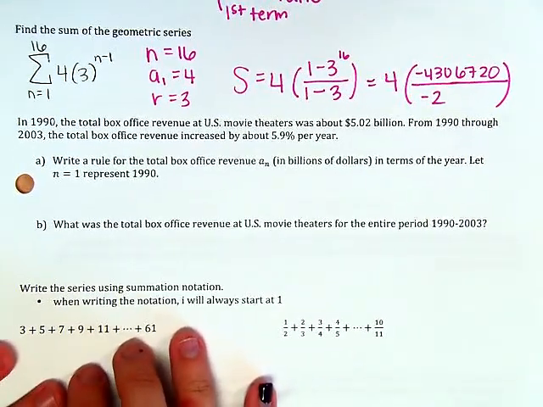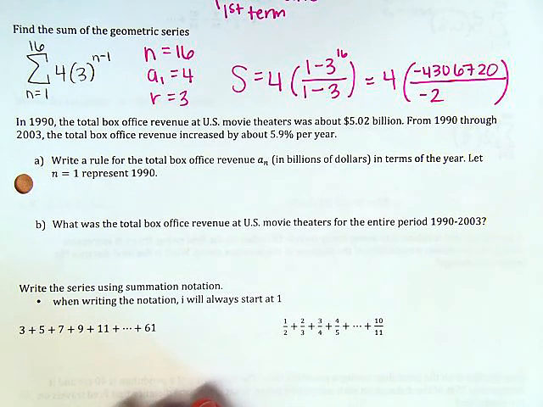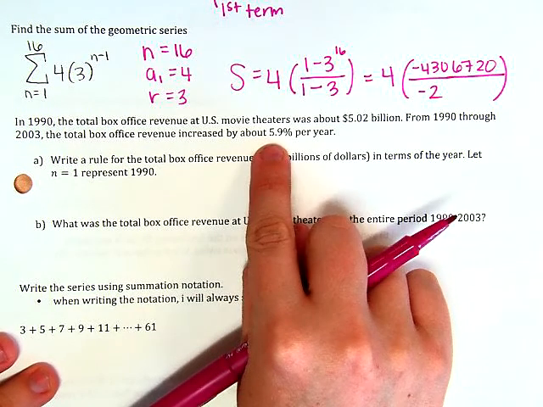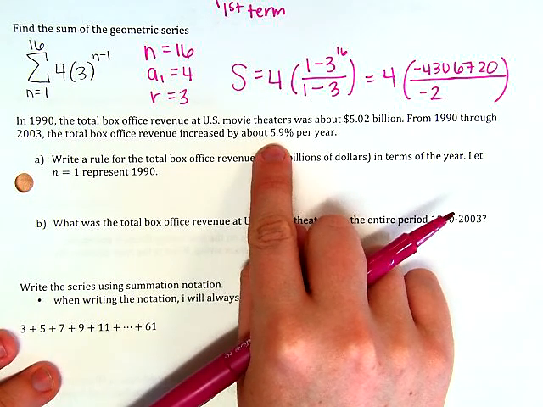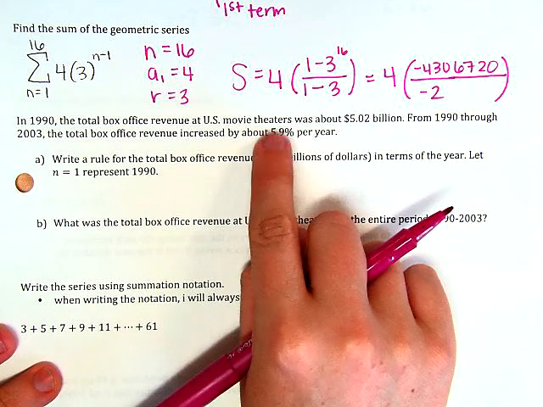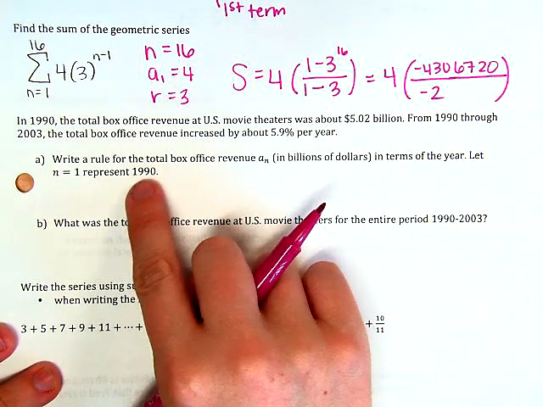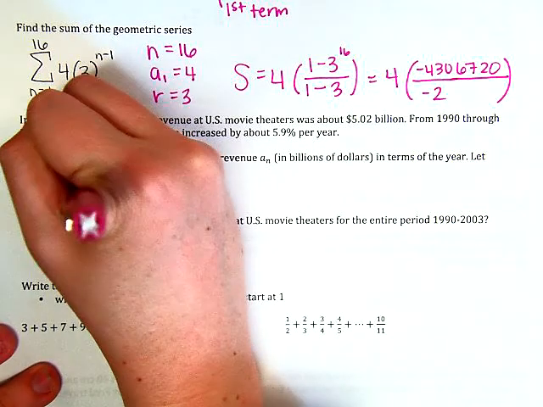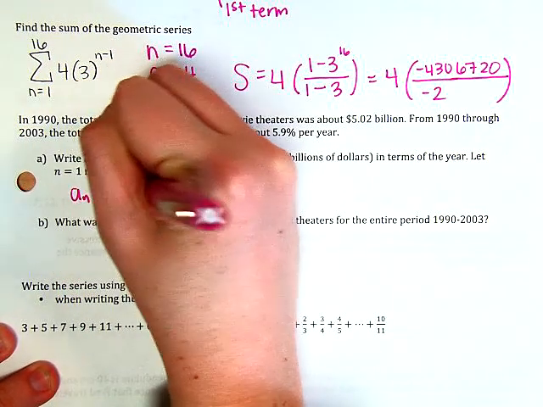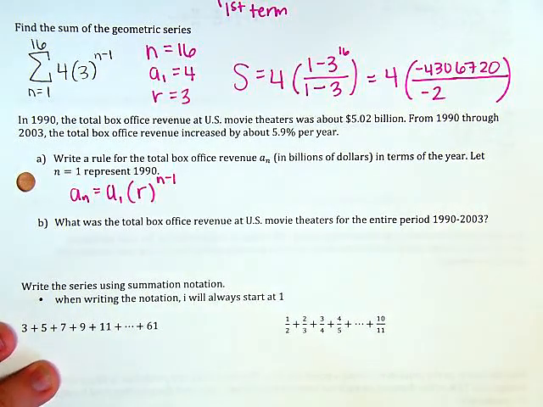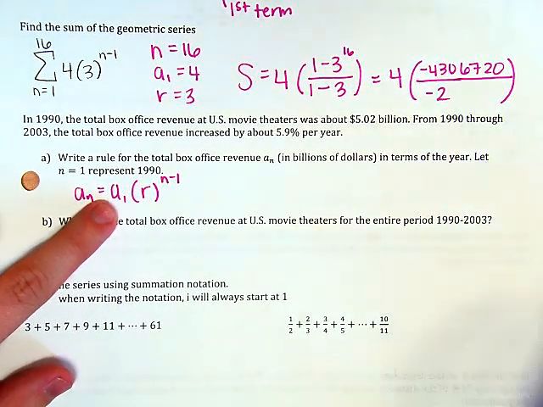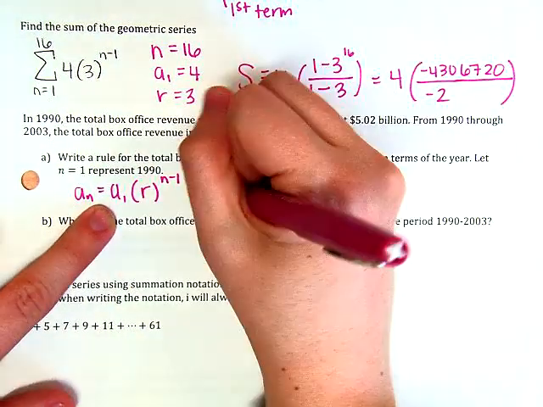In 1990, the total box office revenue at U.S. movie theaters was about $5.02 billion. From 1990 to 2003, the total box office revenue increased by 5.9% per year. So this is a geometric equation because I'm increasing. So write a rule. So for my rule, I need my first term, my ratio. That's all I need.